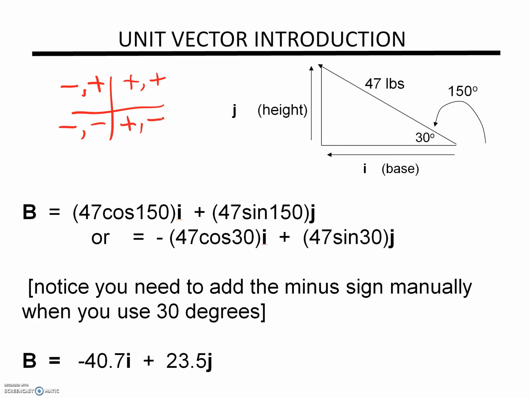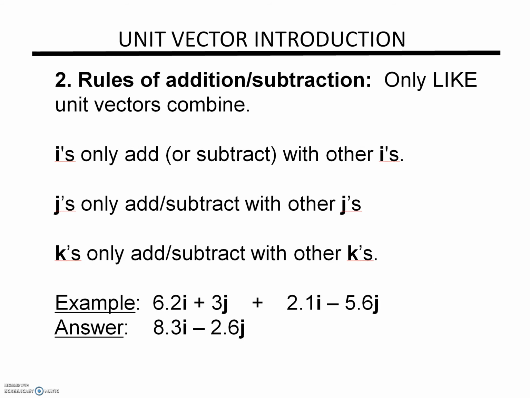So yeah, the calculator, if you put 220 degrees, it'll know you're in the third quadrant and it will give you both negative signs. So there's an advantage to using the overall angle. However, a lot of times that's not convenient and we can just use the angle given there, but you have to be aware of which quadrant it's in. Anyway, you get B is minus 40.7i plus 23.5j.